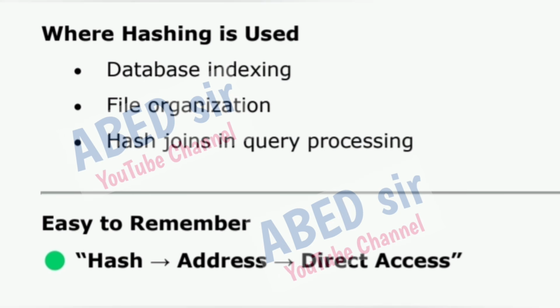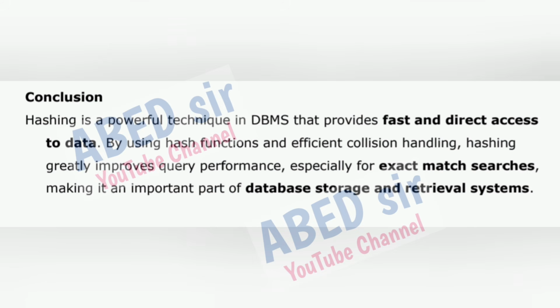Easy to remember. Hash address direct access. Conclusion. Hashing is a powerful technique in DBMS that provides fast and direct access to data. By using hash functions and efficient collision handling, hashing greatly improves query performance, especially for exact match searches, making it an important part of database storage and retrieval systems.